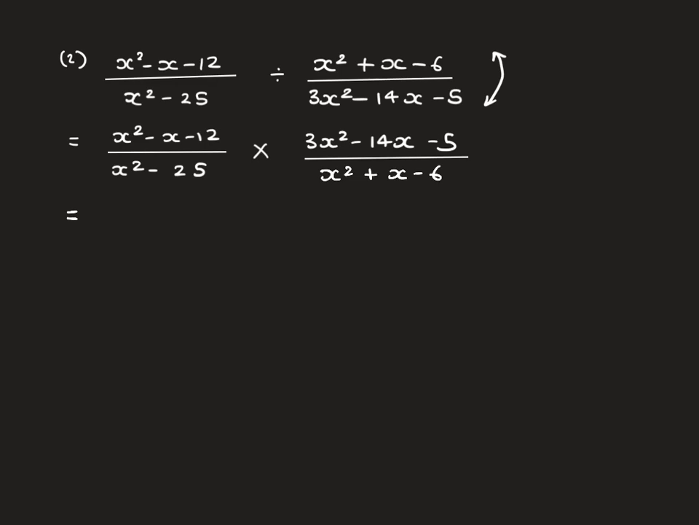So crucially, we need to factorise each of these quadratics very carefully. Spot a difference of 2 squares in the denominator of the left-hand fraction again.